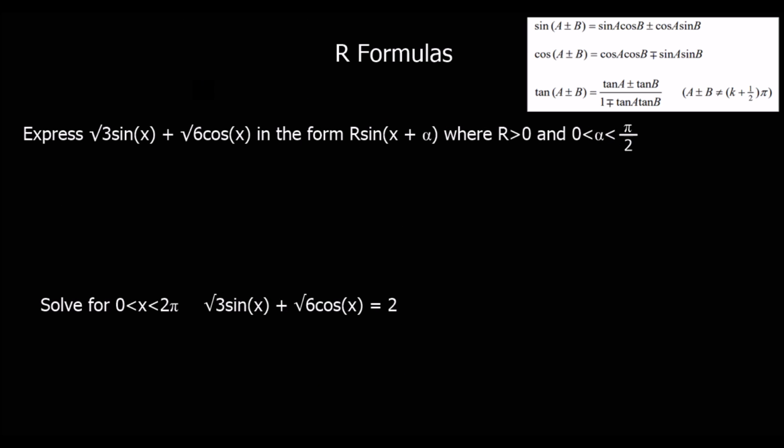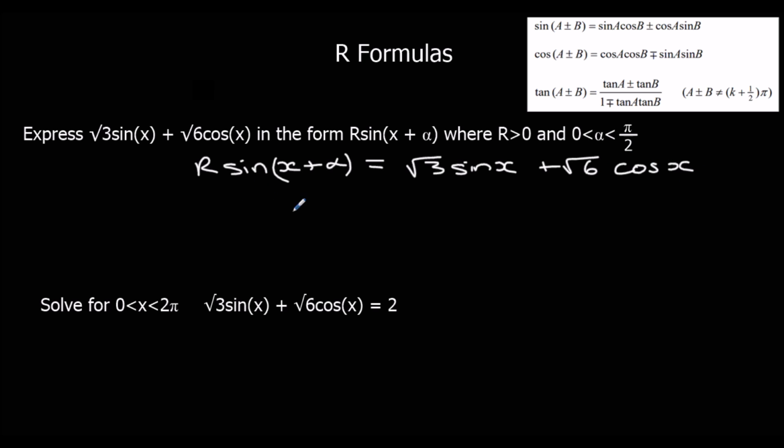So here we've got: express root 3 sin x plus root 6 cos x in the form r sin(x plus alpha). So we need r sin(x plus alpha) to be equal to root 3 sin x plus root 6 cos x.